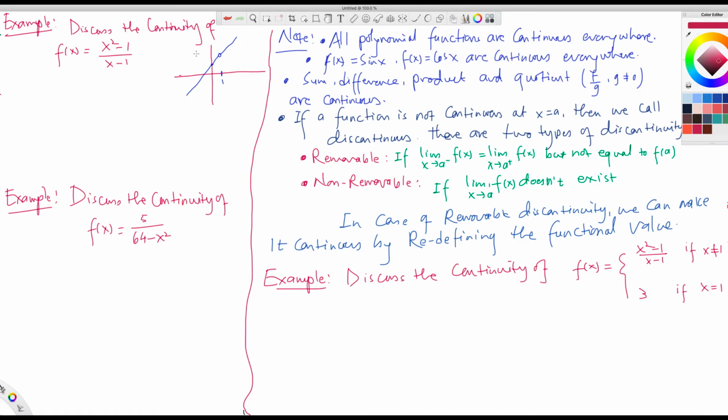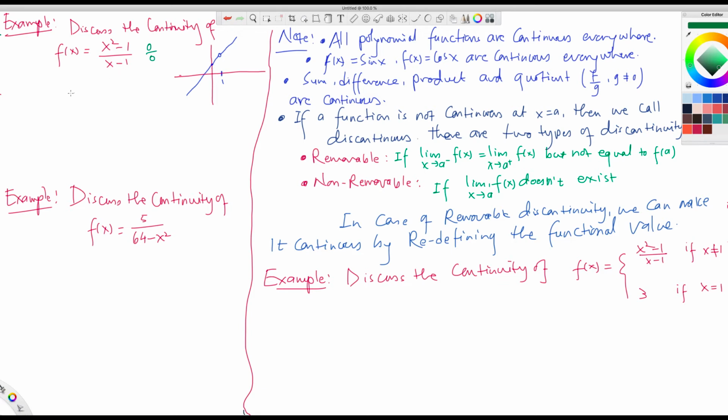Similarly, for continuity of a function, we need the left limit, right limit, and the functional value to be equal. But what is the function value? Look at this. The graph is a line left of 1, the graph is a line right of 1, but at 1 there is a hole. Why? Because if you plug in 1 here, you will get 0 over 0, which is not good because the function is not defined at x equals 1. But everywhere except 1, the function is defined. You see that it is continuous. At 1 it is not continuous.